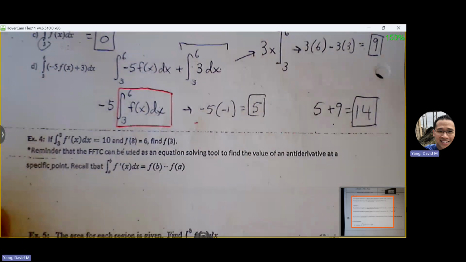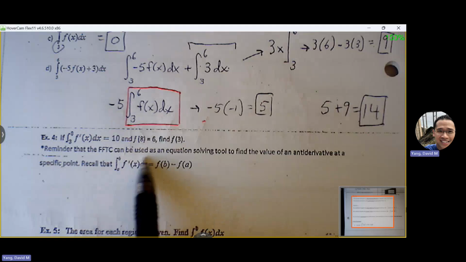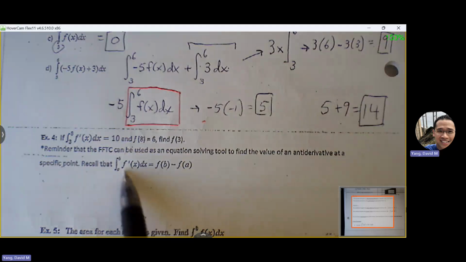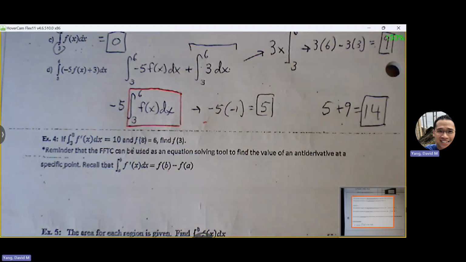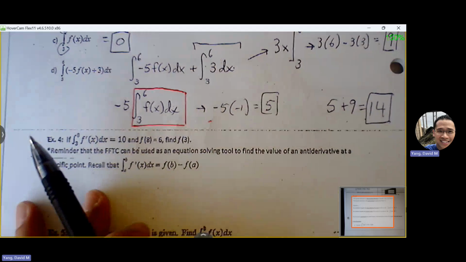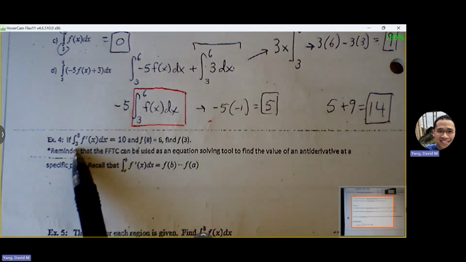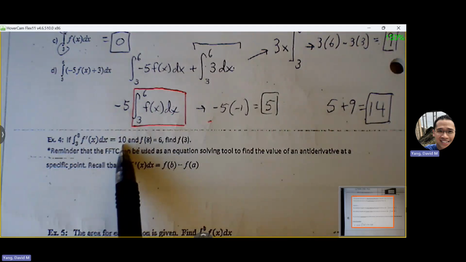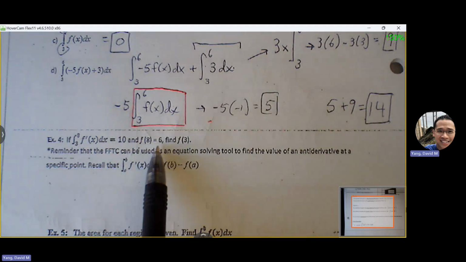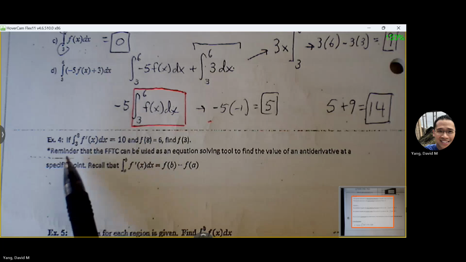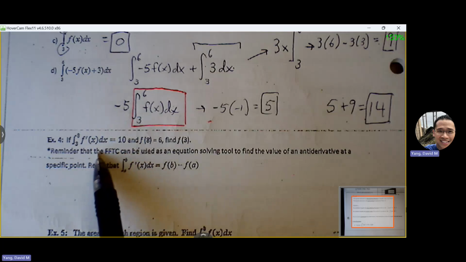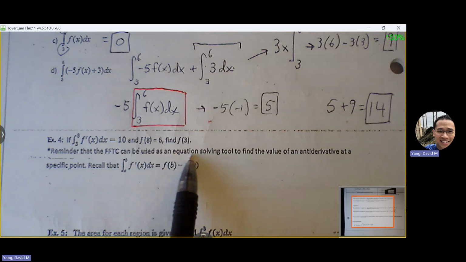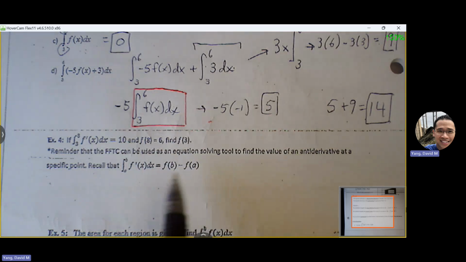On the AP exam, they love to use this first theorem to see if students can interpret and solve in different scenarios. So here's an example. If the definite integral from 3 to 8 of f prime is equal to 10 and f of 8 equals 6, find f of 3. So this FTC, an abbreviation for the first fundamental theorem of calculus, can be used as an equation solving tool to find the value of the antiderivative at a specific point.